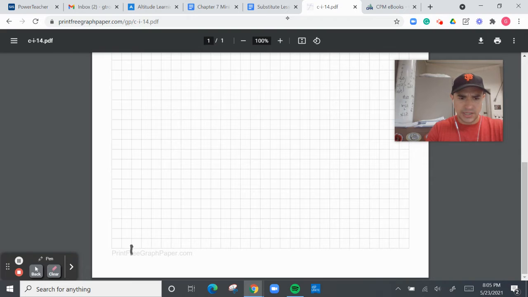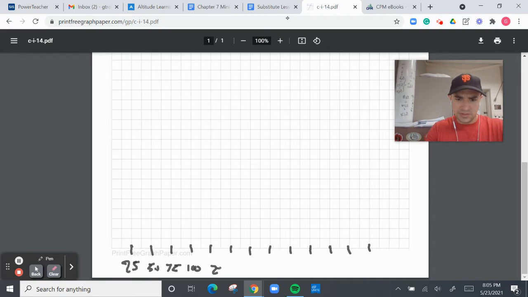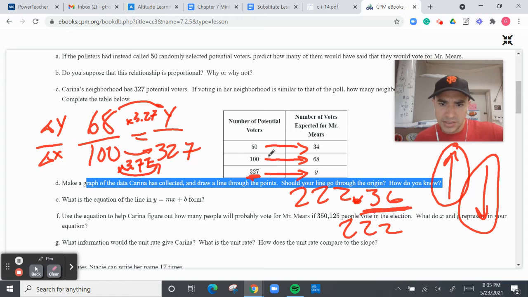That's kind of a lot. So let's skip a line. I'm going to make everything 25, 50, 75, 100, 125, 150, 175, 200, 225, 250, 275, 300, and 325. And then our Y, I should say, 34, 68.